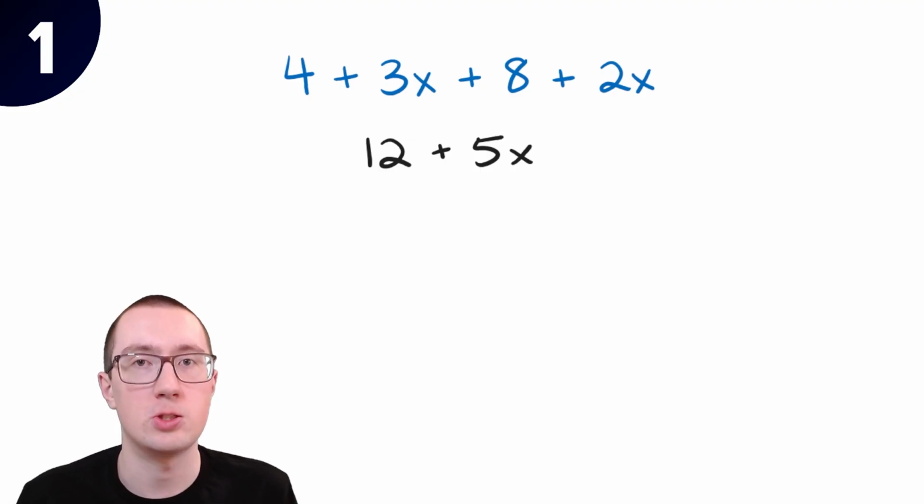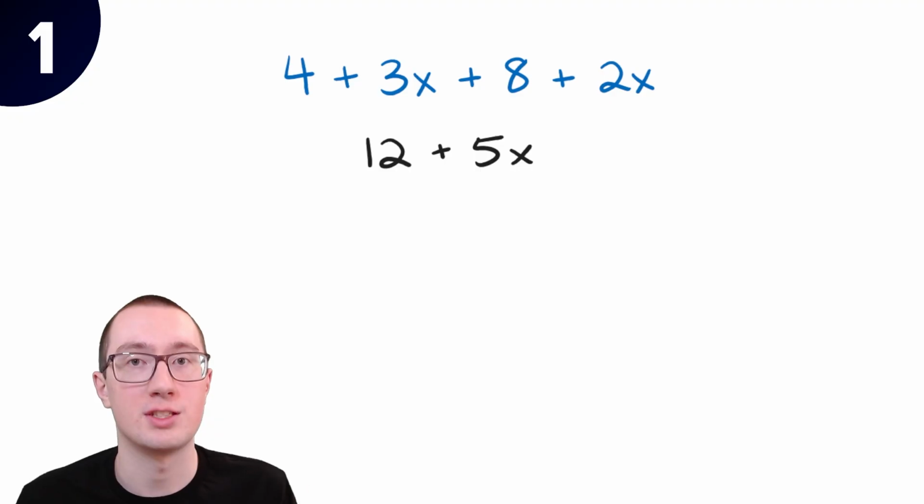But can we add these two together? Well, no, we can't actually, because this has a letter, it has x, and this one doesn't. So because we know exactly what 12 is, but we have no idea what x is, there's no way for us to add these, which means that 12 plus 5x is the most simplified version.